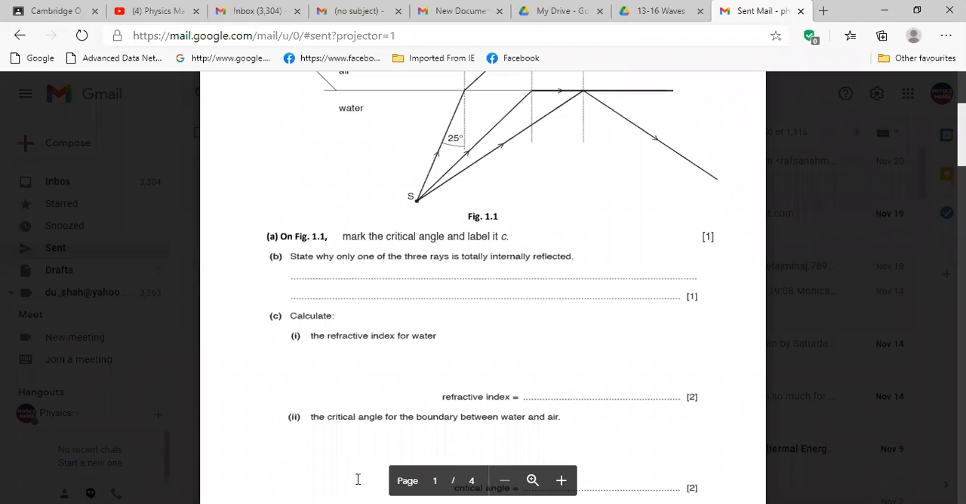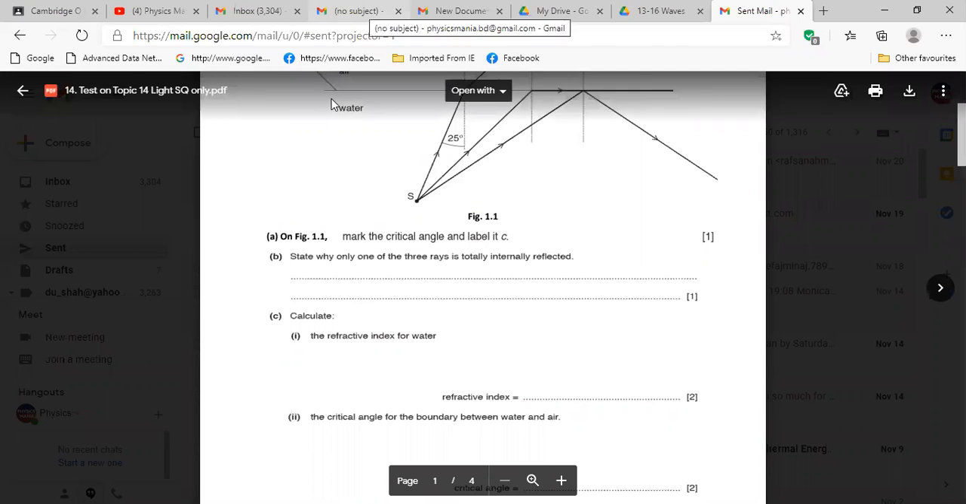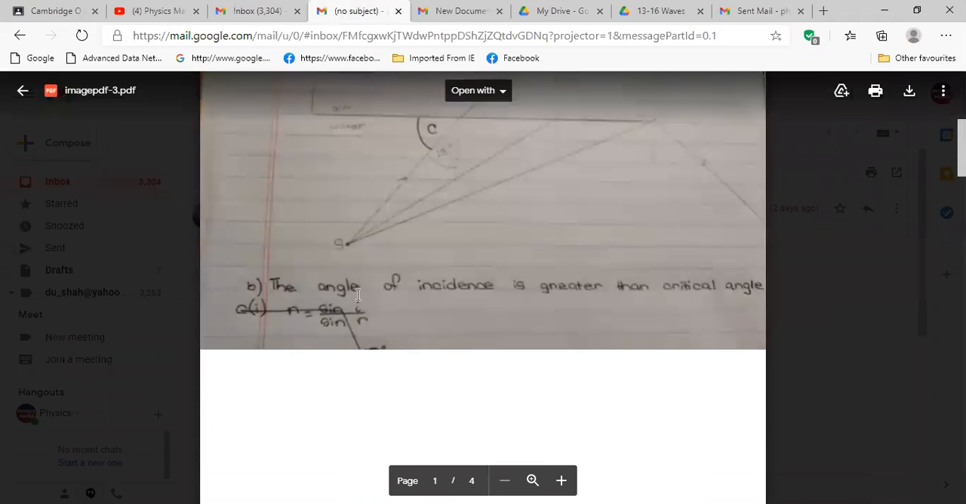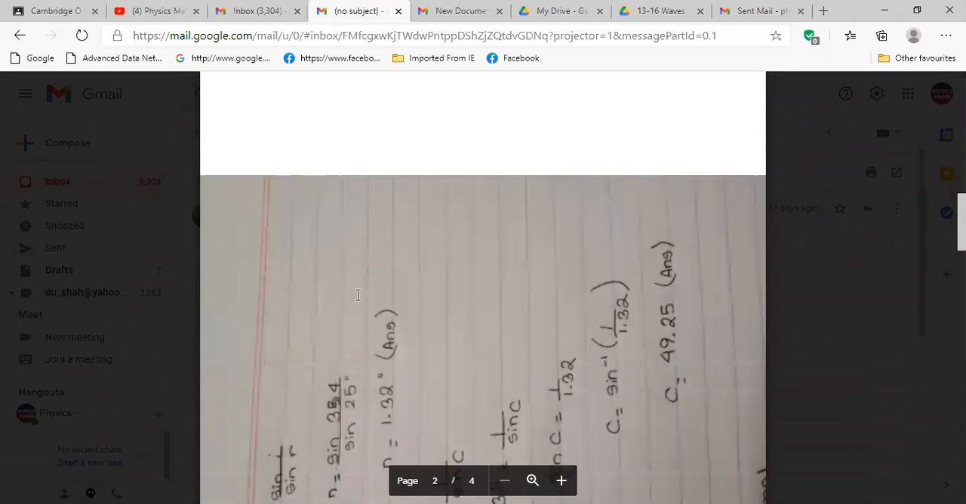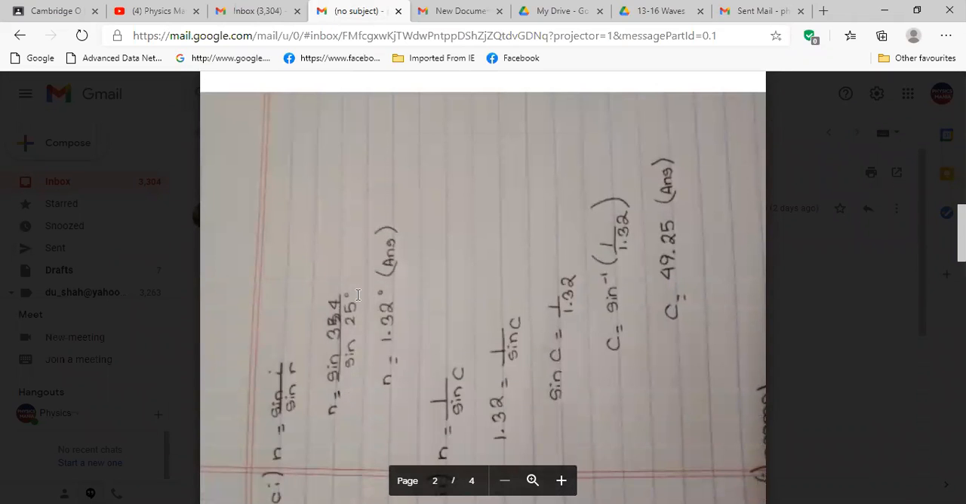Sin R by sin I. Okay, sin R by sin I. So let us check what you wrote. You wrote sin R by sin I. Very good. But during writing, you wrote wrongly, right? But the values you wrote correctly.